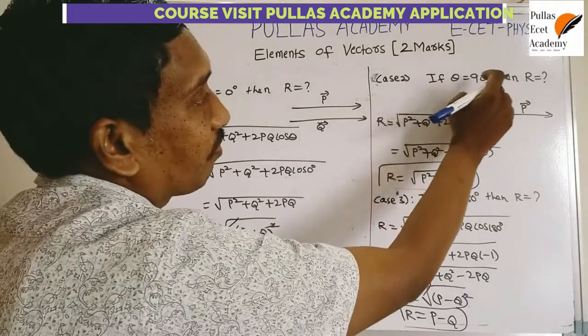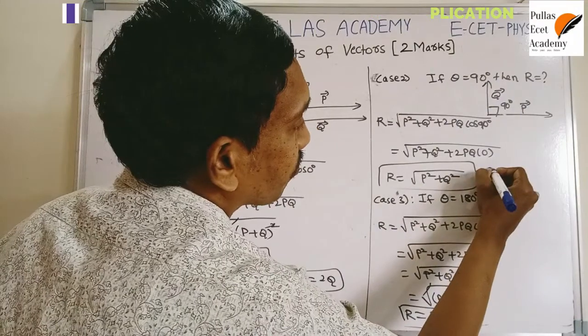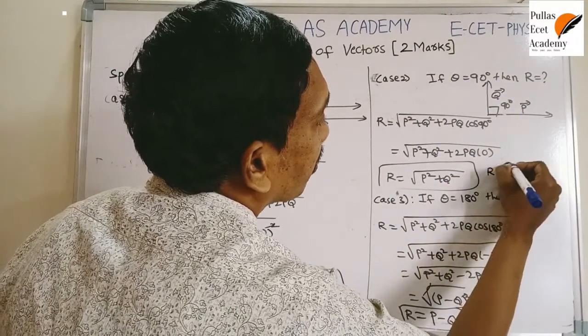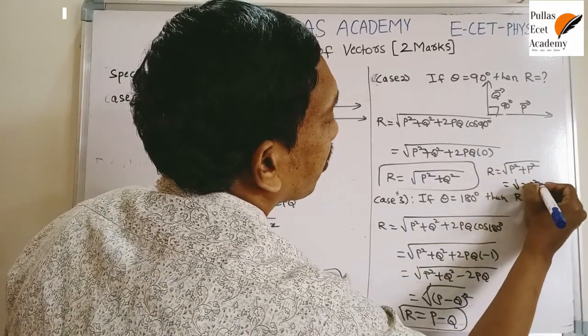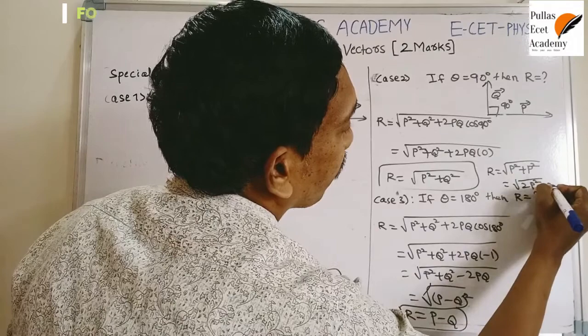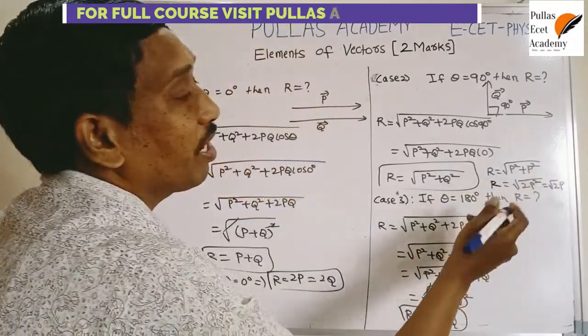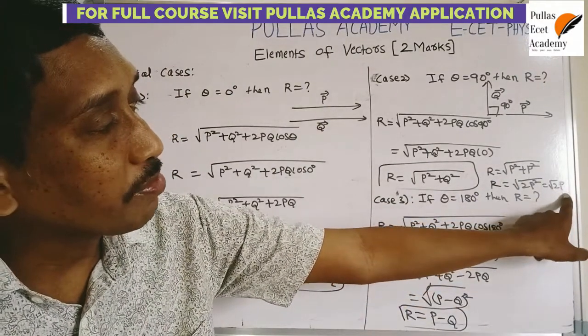If two equal vectors are at 90 degree, then what is the resultant vector? In the actual formula, substitute under root of p square plus q square, with q equal to p. So then under root of p square plus p square, that is 2p square. The root and square cancel, then you get root 2 p. R is equal to root 2 p or root 2 q, since p is equal to q, that's why we can write in terms of q also.